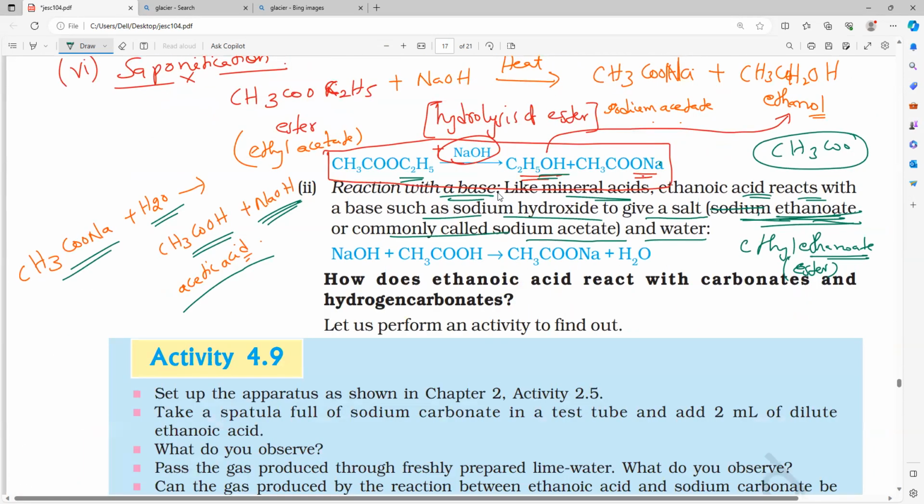And the second one is reaction with the bases. Of course, we have already done it and written it. You can check it. Three acids, and not only one base; one more base, calcium hydroxide, I have also given. The last one is how ethanoic acid reacts with carbonates and hydrogen carbonates. As I told you already, this is test number 3 for identifying ethanoic acid or carboxylic acids.